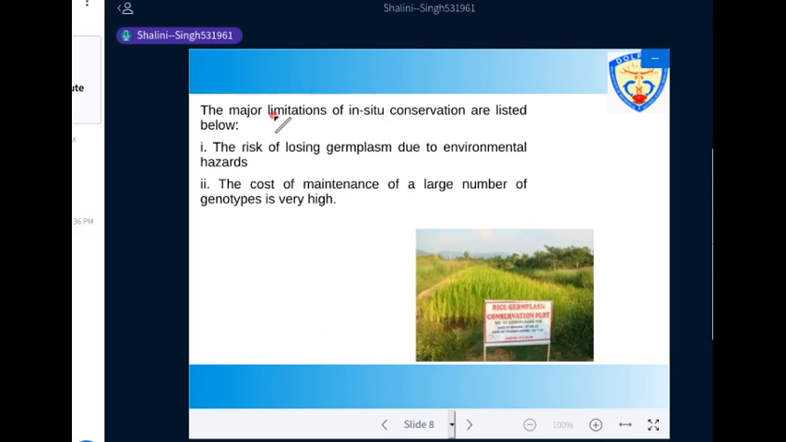The major limitations of in situ conservation are the risk of losing germplasm due to environmental hazards. If sometimes there are floods or any other natural hazards, then we can lose these naturally growing germplasm spots. The cost of maintenance of a large number of genotypes is very high, as we have to maintain them in living conditions in fields. So field is required and the labor is also required.